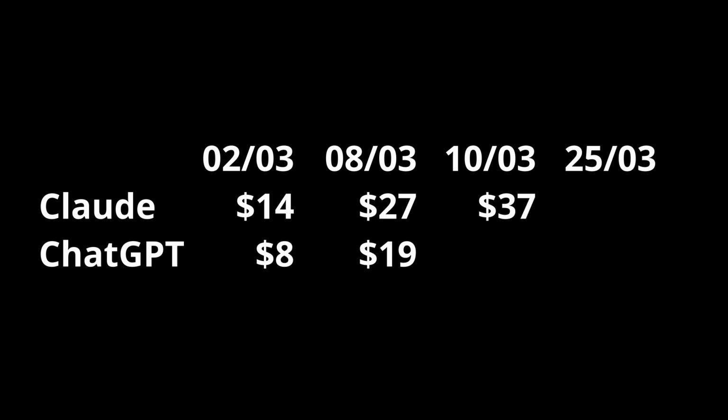And for a while, Claude was winning. Towards the beginning of the experiment on March 2nd, Claude was at around $15 profit, while ChatGPT was at plus $8. Then, roughly a week later, Claude was at plus $27 and ChatGPT was at plus 19. Then, a few days later, something unexpected happened. Claude was at $37 profit, while ChatGPT was at plus 38. So, for the first time since starting this experiment, somehow ChatGPT outperformed Claude.